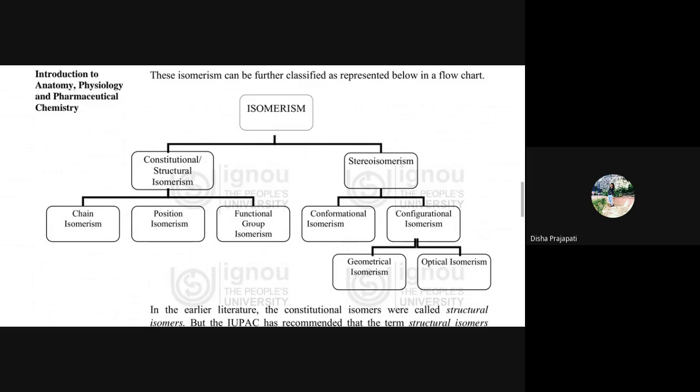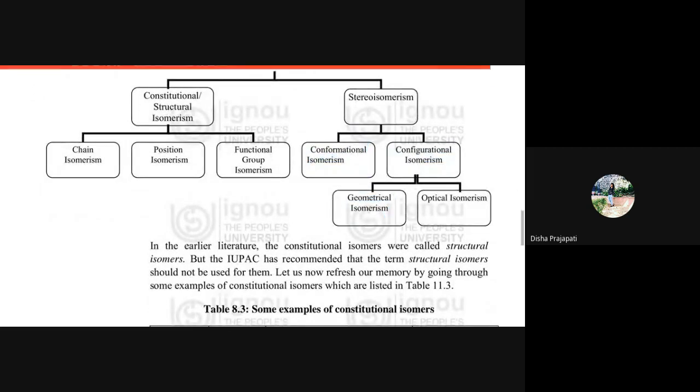Then constitutional or structural isomerism can be further divided into chain isomerism, position isomerism, or functional group isomerism. And stereoisomerism can be further divided into conformational isomerism and configurational isomerism. And configurational isomerism can further be divided into geometrical isomerism and optical isomerism. So we'll discuss these one by one.